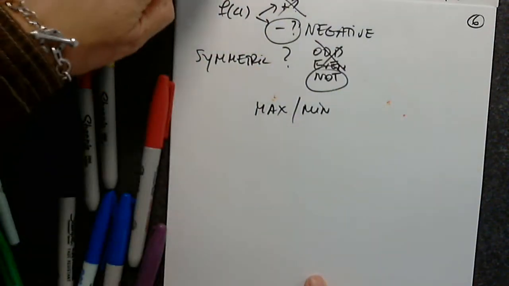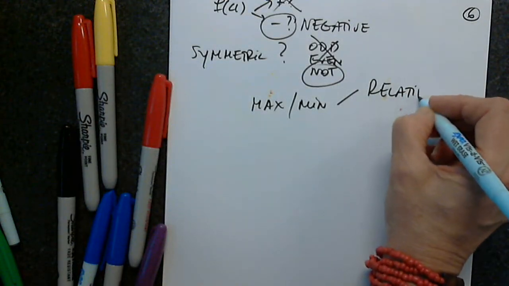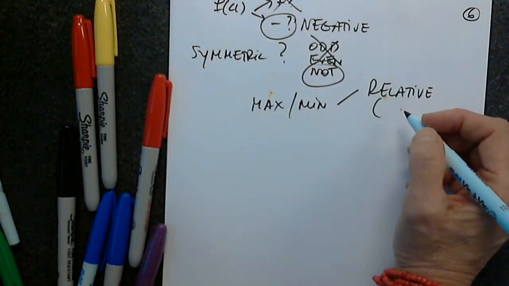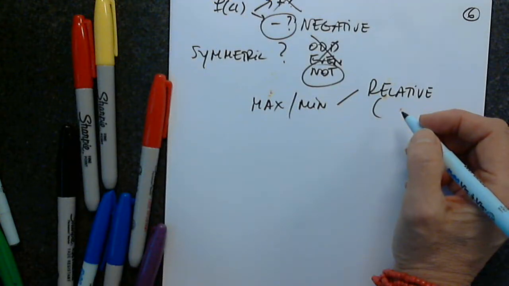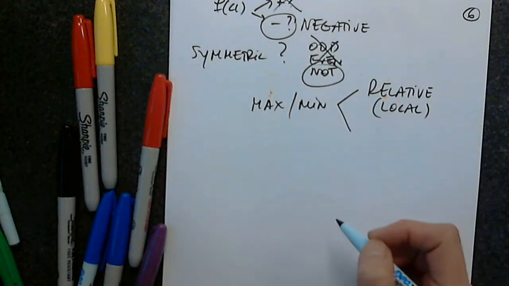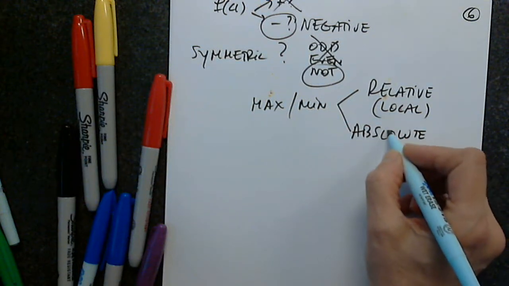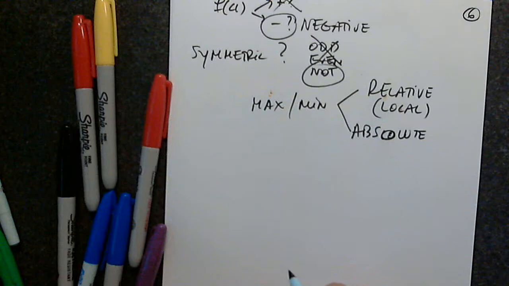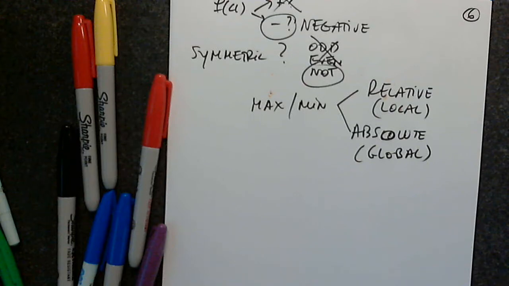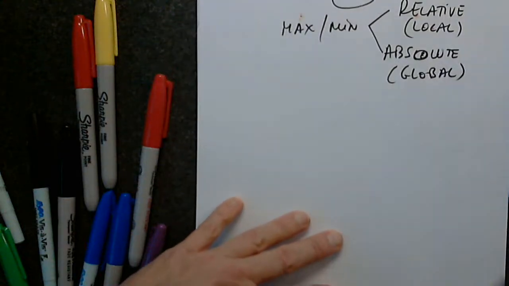There are two different types of max-min. One of them is relative. In some books, you will find it as local. And the second possibility is absolute. Absolute or global. I'm going to draw a function, and then we'll come back to finish that one in a minute.